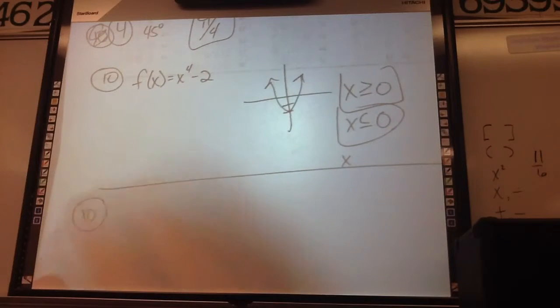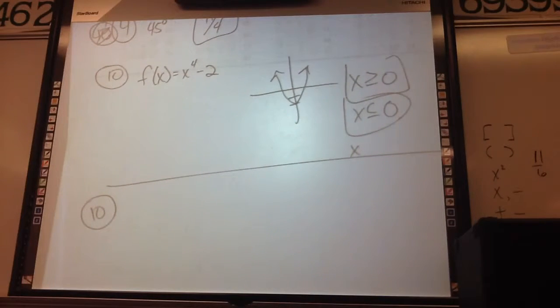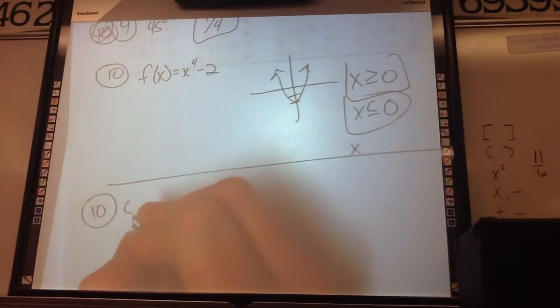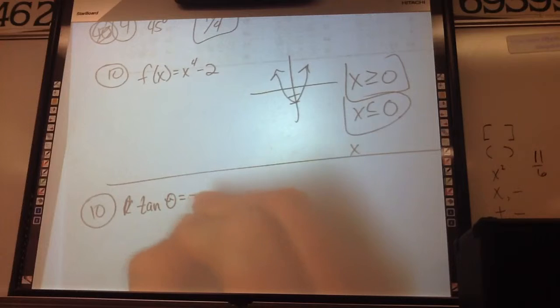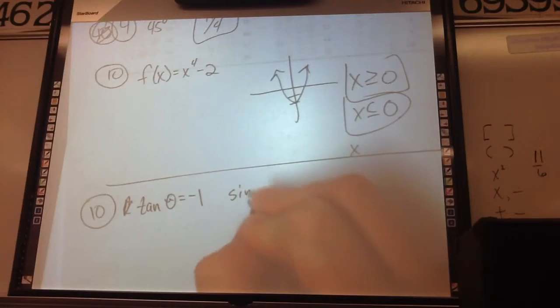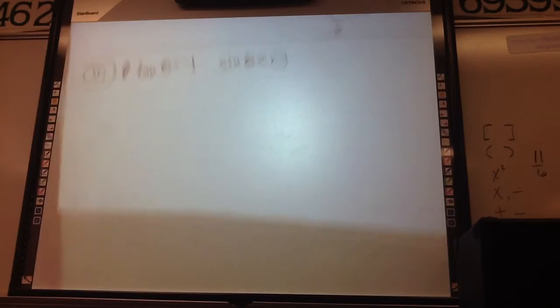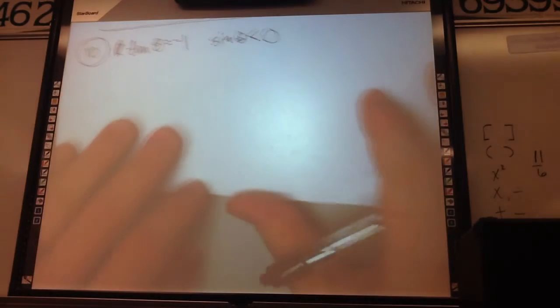Find all the trigonometric values of theta, so it's asking for the sine, cosine, tangent, cosecant, secant, and cotangent, with the given conditions. The tangent of theta equals -1, and the sine of theta is less than 0. You're going to have to draw a picture.